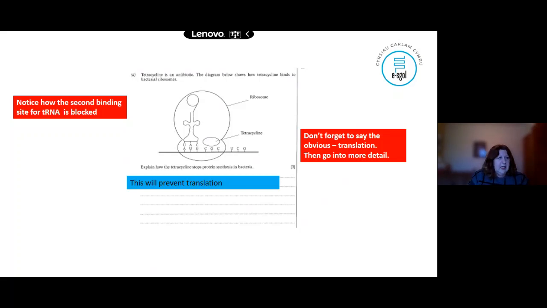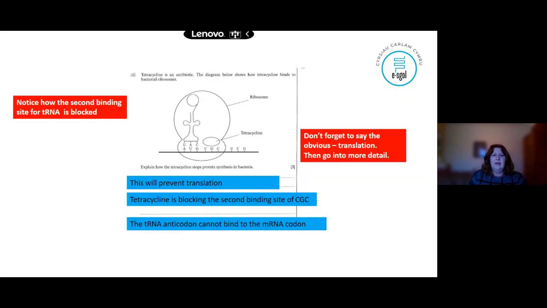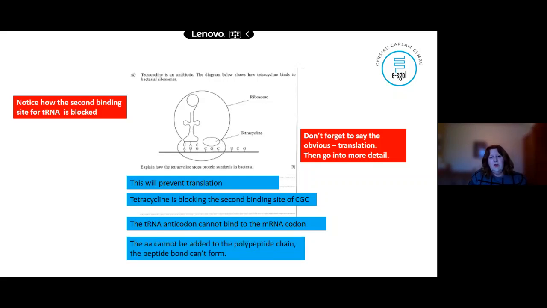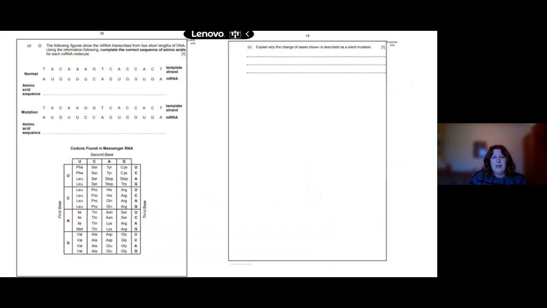So the tetracycline is going to prevent translation. It's going to block the second binding site of CGC. Again, say exactly what you can see there. Think about the detail: then you can't get the anticodon binding to the codon. No reaction. So you can't get the amino acid, the peptide bond can't form, and that is how you can stop bacteria from dividing.